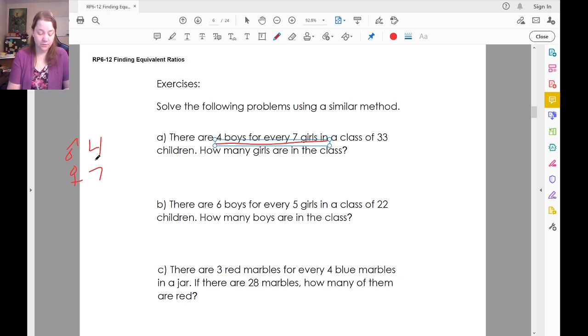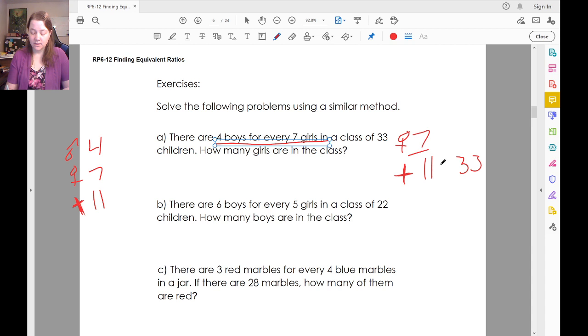So what's our first total here? Well, 7 plus 4, I'm just going to put a T for total. 7 plus 4 is 11. So if I know that there are 7 girls in a total of 11 people, what happens when there's 33 here? Well, 11 times 3 is 33, and 7 times 3 is 21. So there are 21 girls.